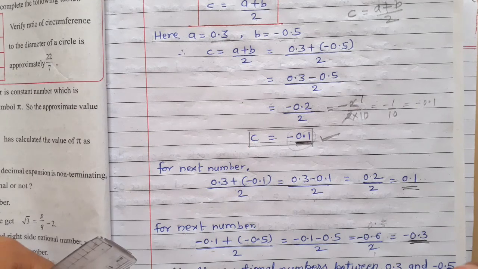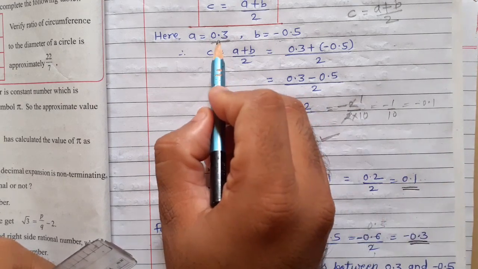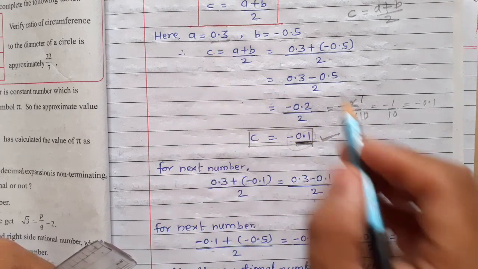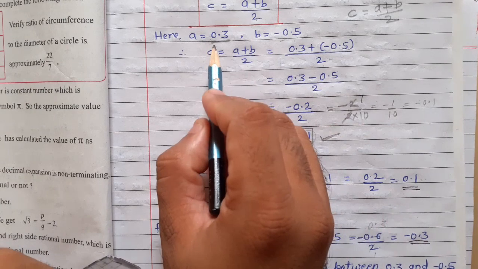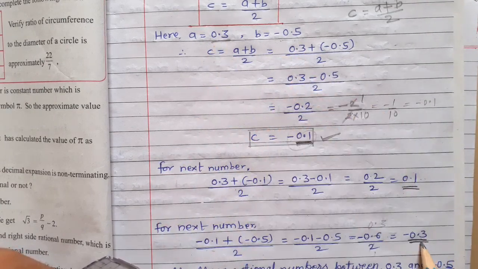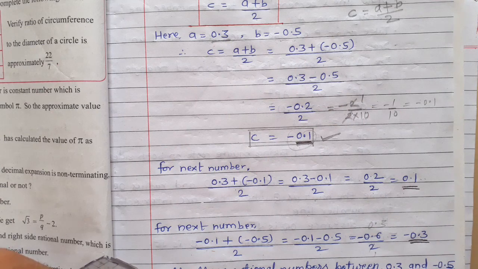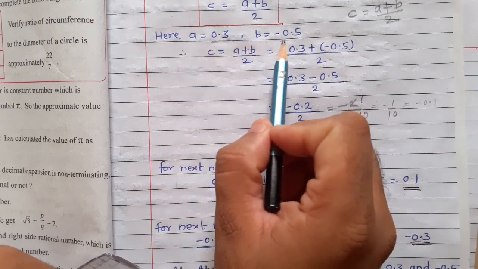अगर आपको और नंबर फाइंड आउट करने होंगे तो आप ये नंबर 0.1, 0.3 यूज़ कर सकते हो, 0.1 माइनस 0.5 यूज़ कर सकते हो, माइनस 0.3 यूज़ कर सकते हो, माइनस 0.3 माइनस 0.5 यूज़ कर सकते हो. अब और नंबर निकाल सकते हो, and that number will be the in between of A and B, that is 0.3 and minus 0.5.